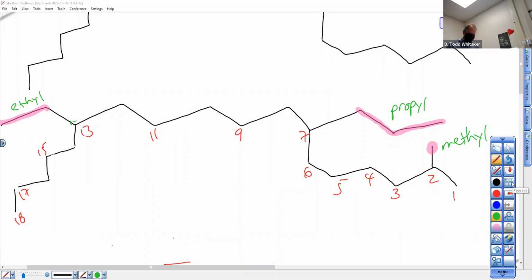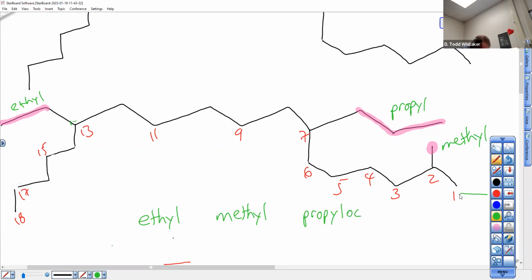Alphabetically. E before M before P. So ethyl's listed first. Leave space. Methyl's next. Leave space. Propyl's next. Don't leave any more space because the chain name is now... How do you say 18 carbon chain? Octadecane, right?